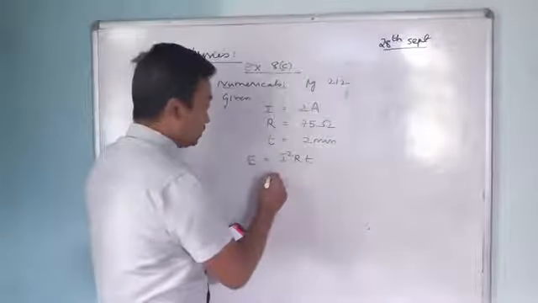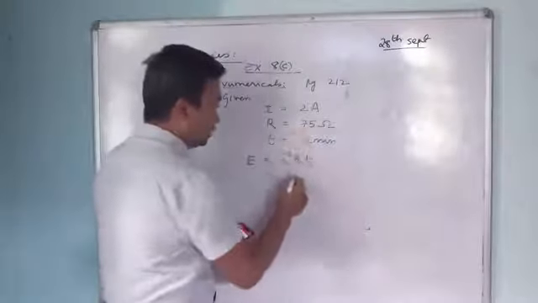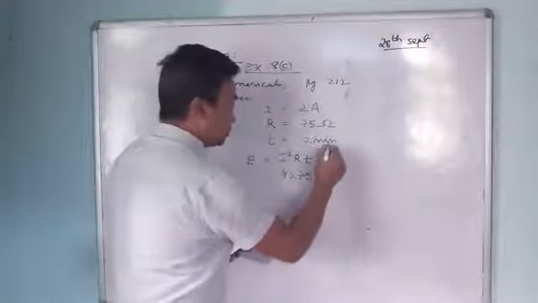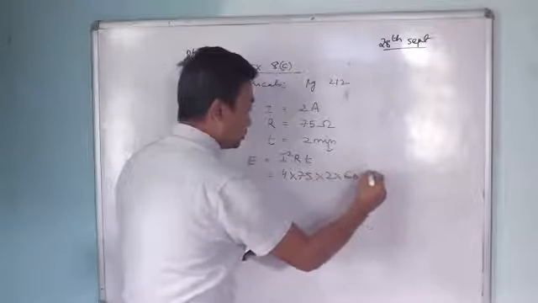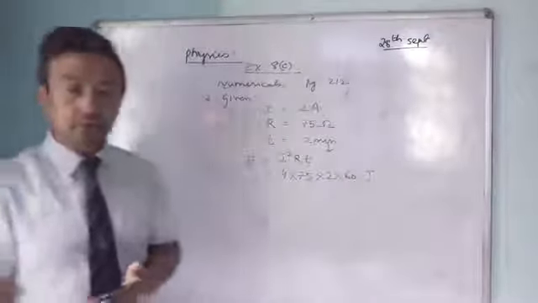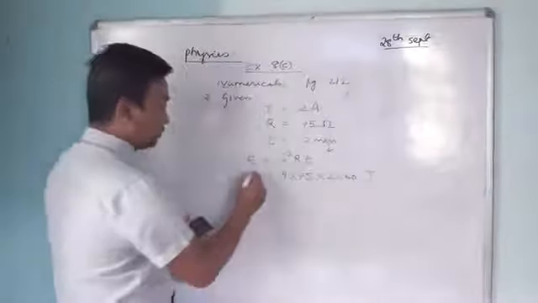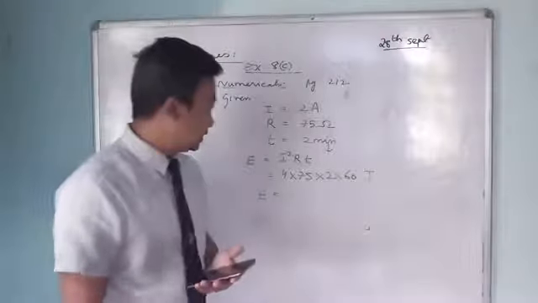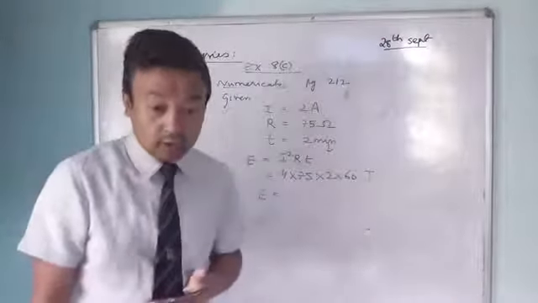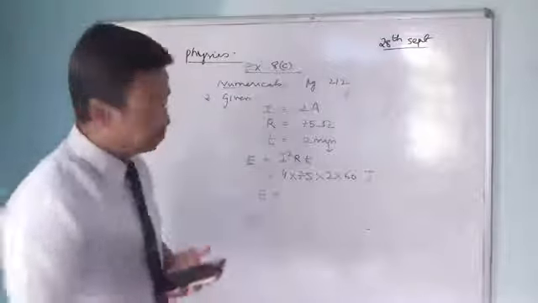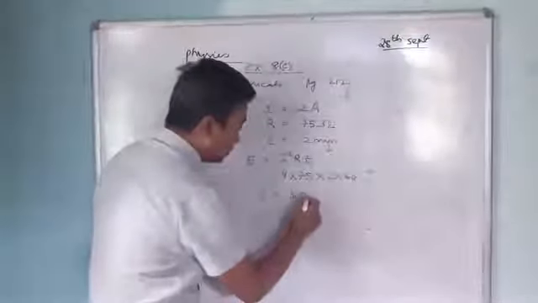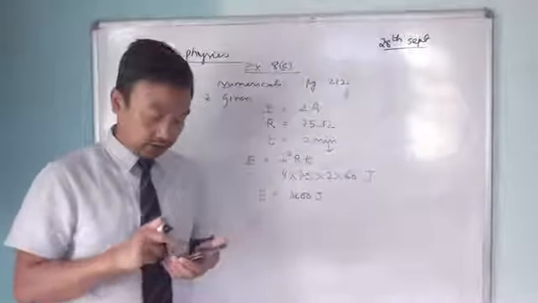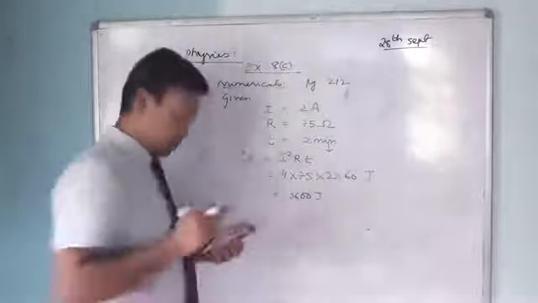Now current is given to you, 2 into 2, 4. Directly I multiply 75, and time 2 minutes. This minute needs to be changed into seconds, therefore the answer will come in joule. So if you convert that minute into second, you will get the unit. If you multiply this 4 into 75 into 120, you will get around 36000 joule. So this will be the energy. Just multiply it. Okay, it's very, very simple. The key is to remember the formula.